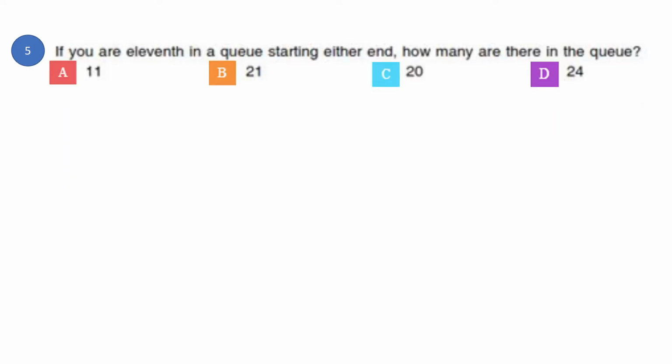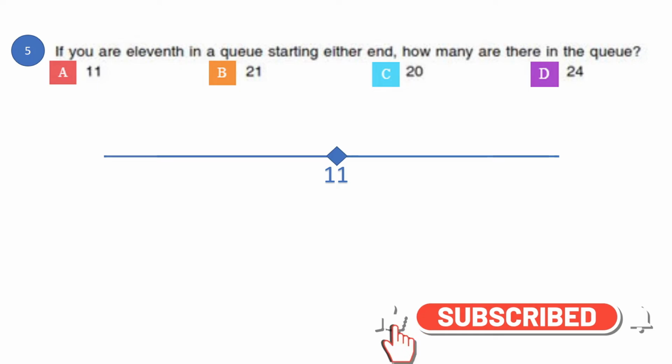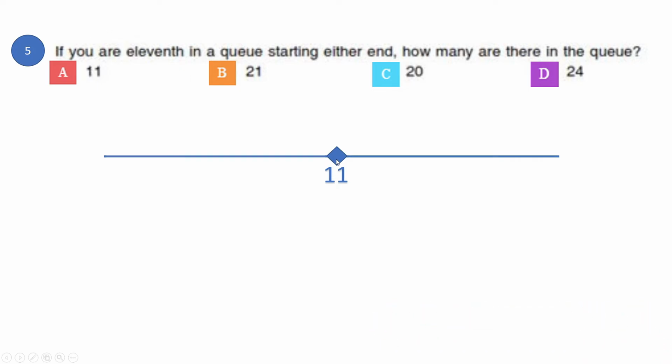Next question. If you are 11th in a queue starting either end, how many are there in the queue? Let's look at the solution. So let's plot a number line where you are standing on the 11th position and 11th is supposed to be the center position. So if 11th is center, definitely you cannot have 11 people standing in front because that will make your position 12th. Hence we have two equally numbered sides.